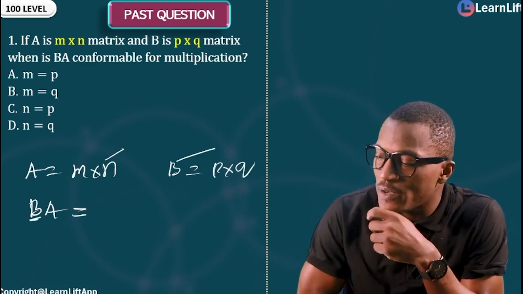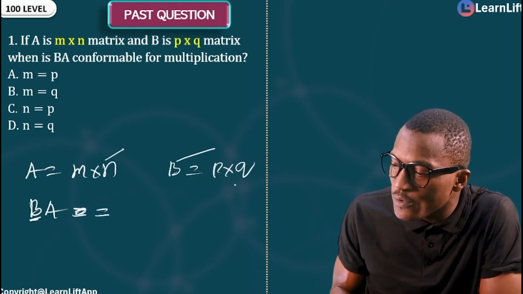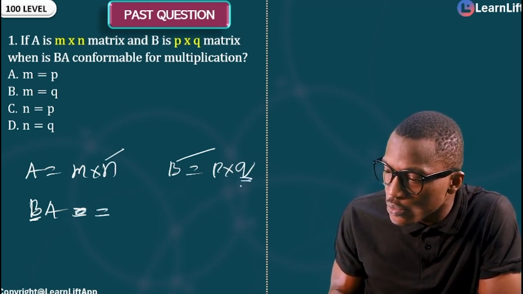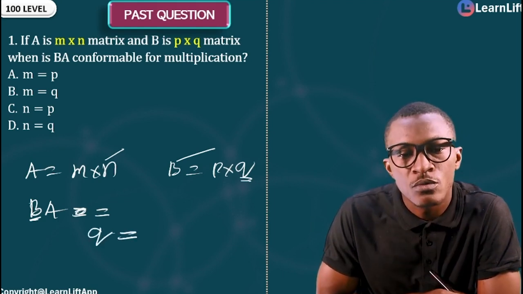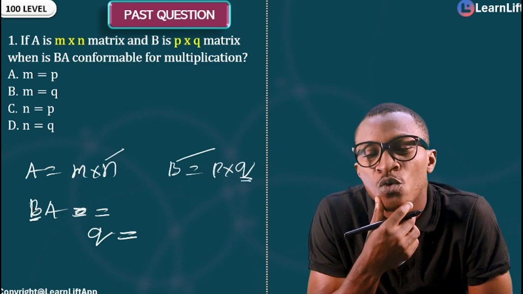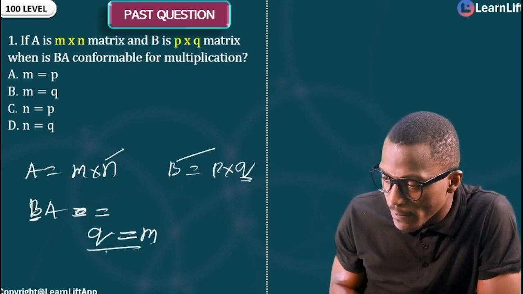What was the column of the first matrix? The column of the first matrix, for BA now, is Q. So it now means Q must be equal to the row of the second matrix, M.